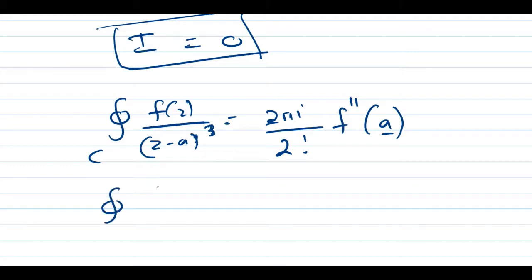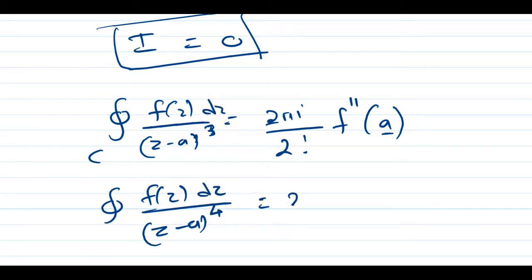Similarly, integration f of z upon (z minus a) raised to power 4 dz. So this integration will be 2 pi I times, here n is 4, so (n minus 1) factorial, that means 3 factorial. The function is differentiated 3 times, and we will substitute z as a. So this is the value of this integration.